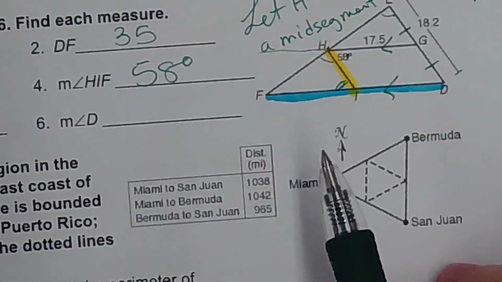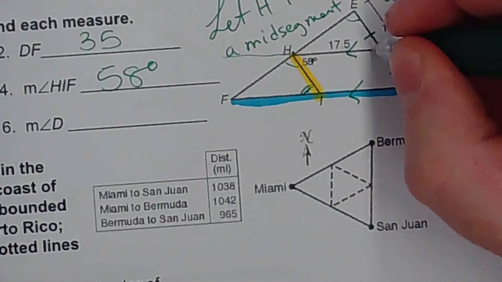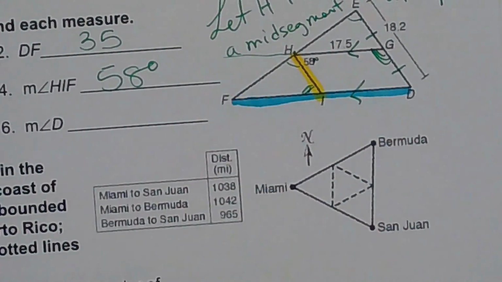What about HGD? HGD, this angle right here. How can we find that angle? This angle right here. It's what Marcus did last time, plus an extra step. I'll give you some time to think about it.